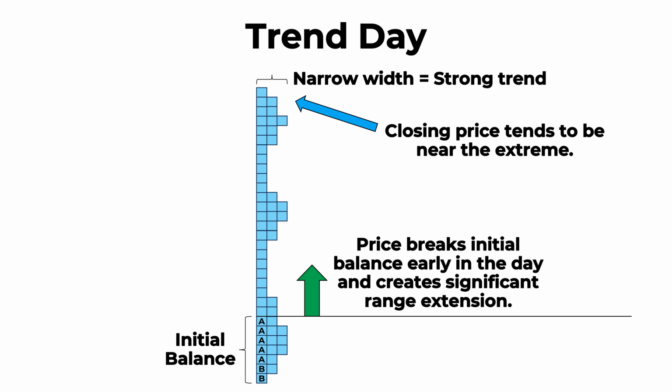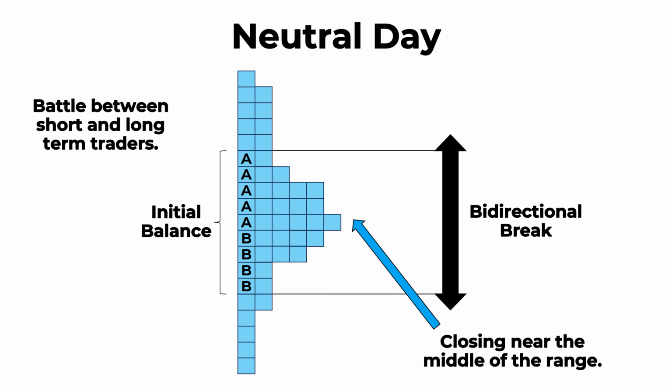Next, we have the neutral day. In a neutral day, price breaks both extremes of the initial balance. This highlights a battle between short and long-term traders. In this type of formation, price tends to close roughly in the middle of the range. It's also possible for price to close in one of the range extensions, and in that case, the neutral day is expected to have greater volatility compared to the neutral day with mid-range close.